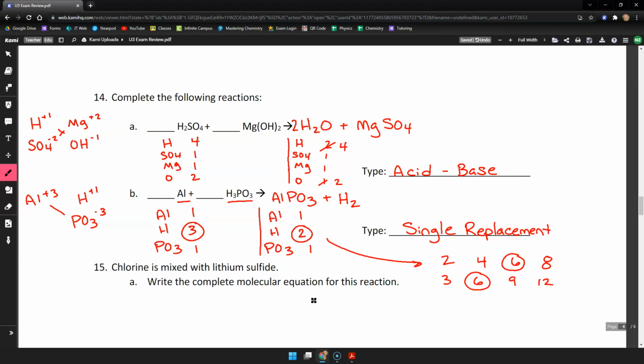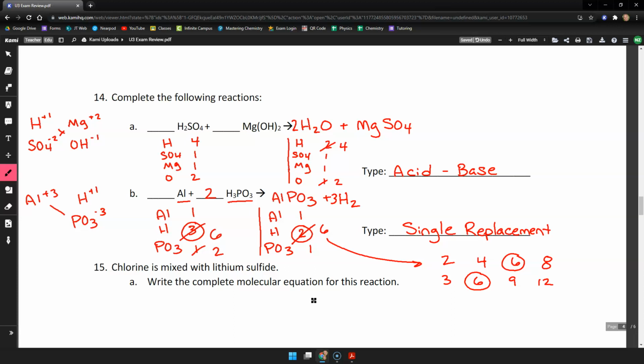So to make this work, we're going to multiply our hydrogen on the left by 2. So 2 times 3 makes this a 6. 2 times 1 makes this a 2. On the other side, 3 times 2 makes it 6. So our hydrogens are balanced now.